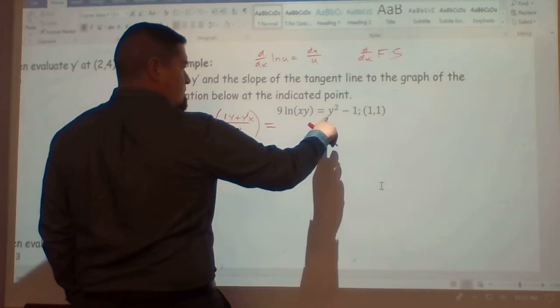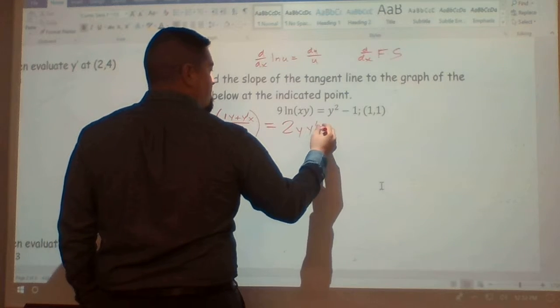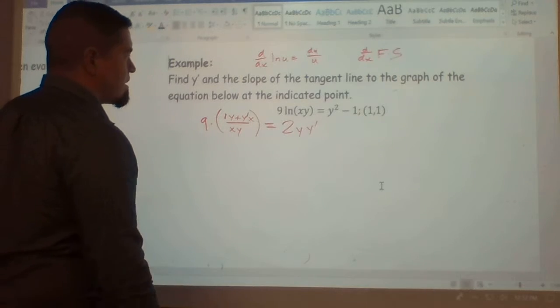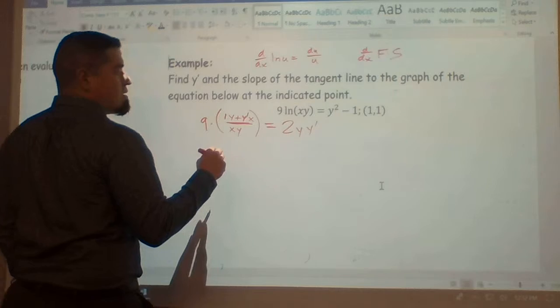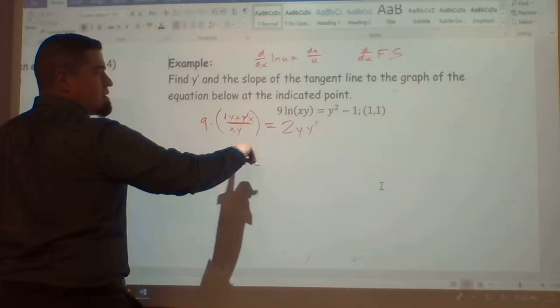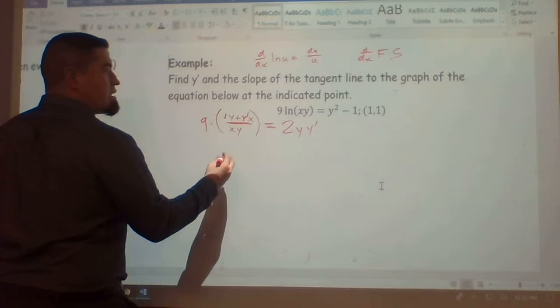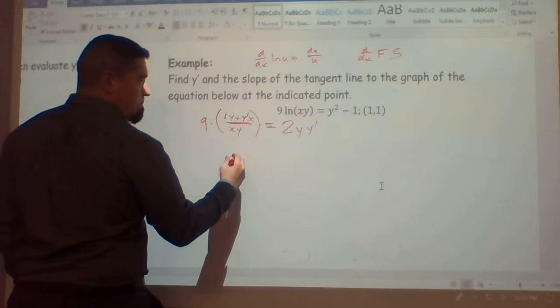Equals 2y times y prime, derivative of negative 1 is 0. Okay, so we have the same strategy we've had before. We probably want to get rid of the xy, make it a little bit easier, and distribute the 9. So multiply both sides by xy.